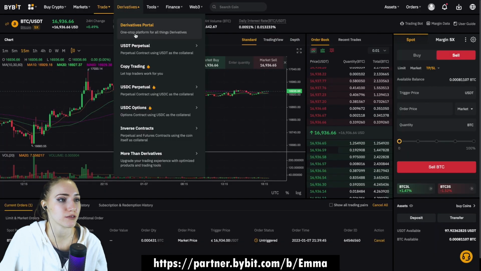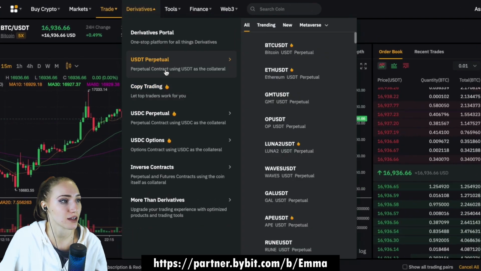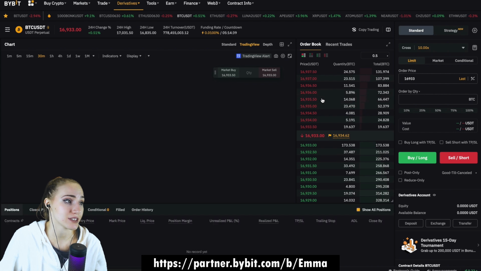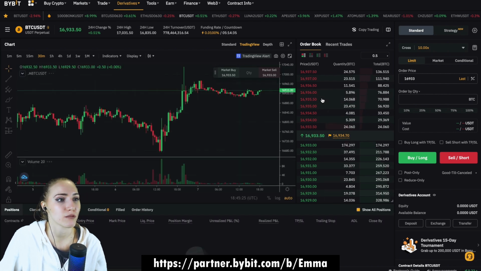To trade futures, you need to go to the derivatives section, and there are different types of contracts, and the most popular one is the perpetual contract. The interface itself is very similar to spot trading, and in fact the very idea of futures is also similar to spot trading.